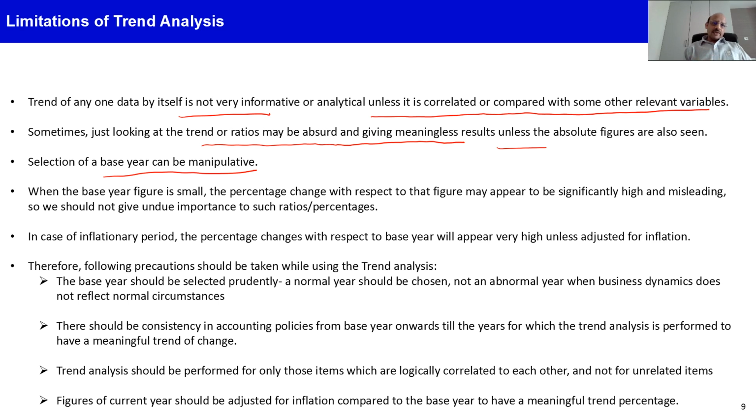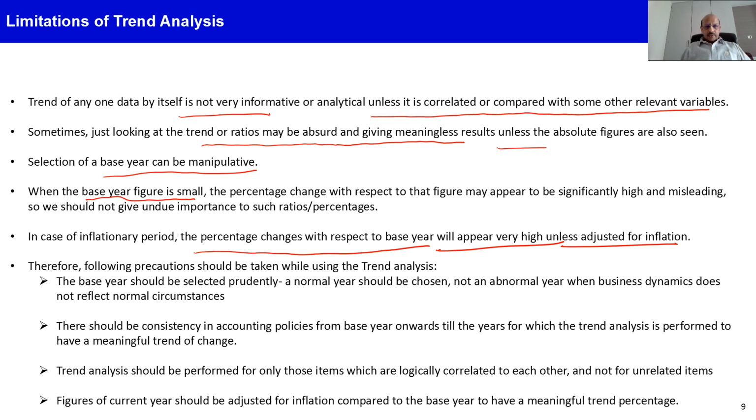Another limitation is when the base year figure is very small, as I said, the current COVID-19 year, then the index of all numbers compared to that base year becomes highly questionable or not relevant, or will give misleading information to the investors. One more limitation is the inflation period. When we are passing through inflation, the percentage change with respect to the base year will appear very high unless we adjust the index with the inflation.